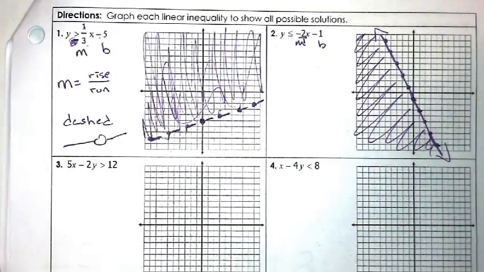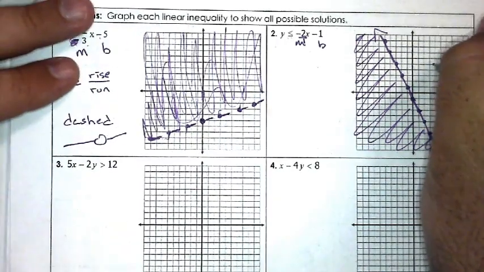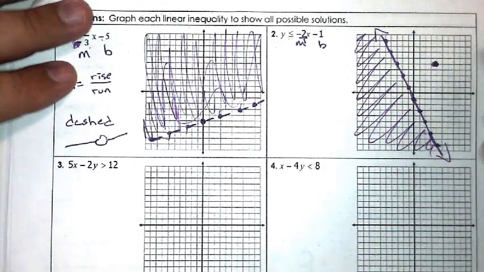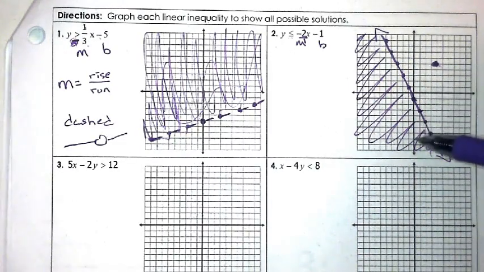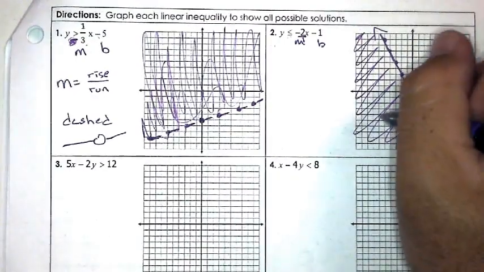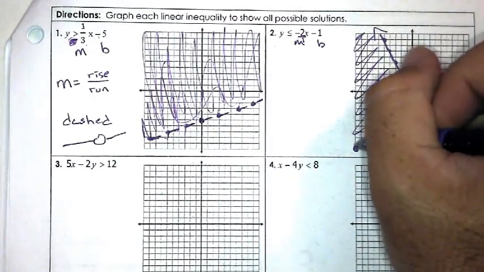Now, let's say on top of this question, I did that. And I asked you, is that point a solution to the equation? What would you tell me? No. Why? Because it's not in the shaded area. If I gave you this point, is that a solution? Yes, because it is in the shaded area.